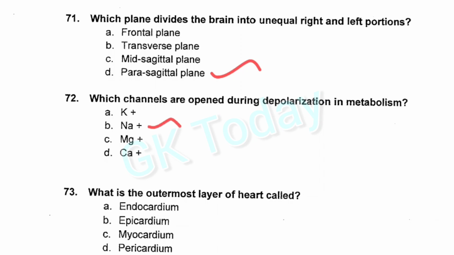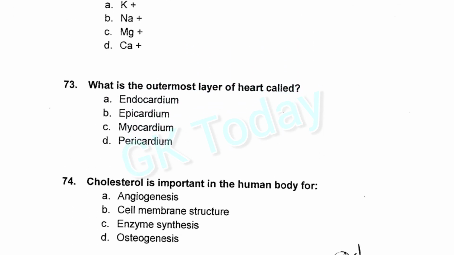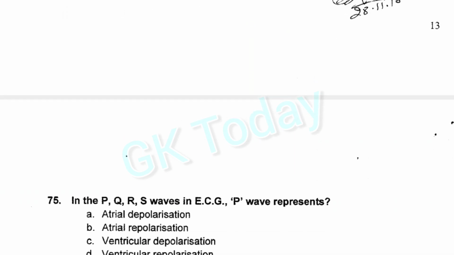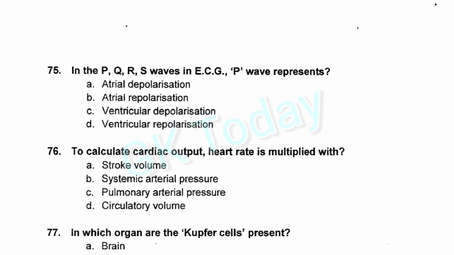Question number 73. What is the outermost layer of a heart called? Option B is the correct answer, epicardium. Outermost layer of heart. 74. Cholesterol is important in the human body for? Correct answer is option B, cell membrane structure.